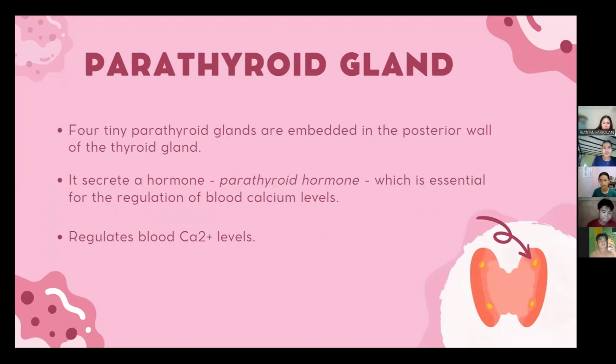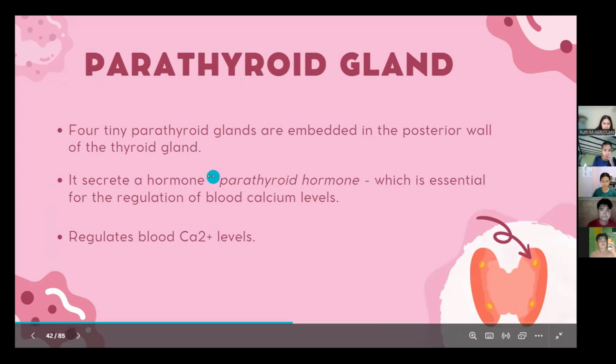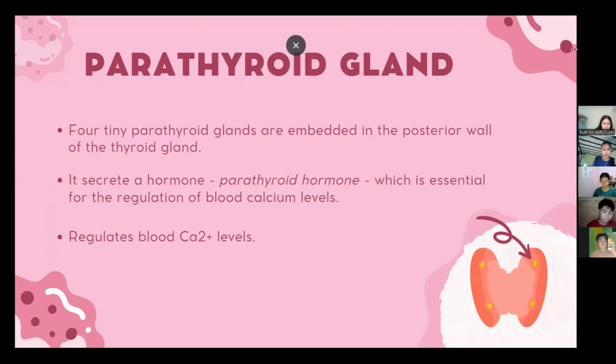The parathyroid glands are four tiny glands embedded in the posterior wall of the thyroid gland, as pointed out by the arrow. They secrete a hormone called parathyroid hormone, which is essential for the regulation of blood calcium levels, and parathyroid hormone is more important than calcitonin in regulating blood calcium levels.